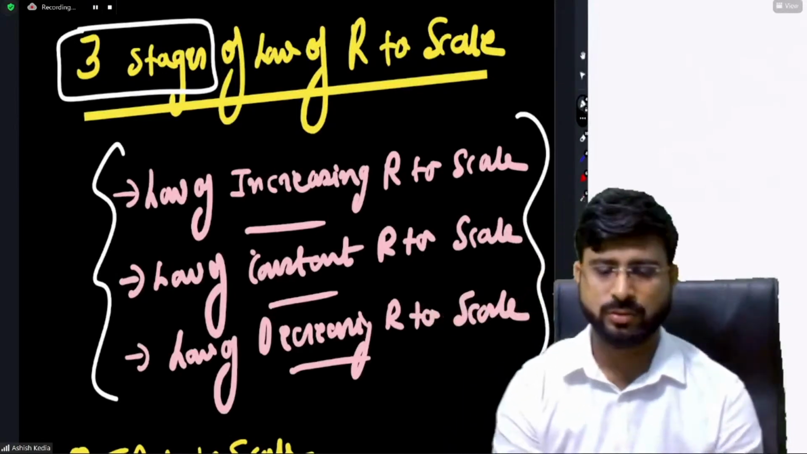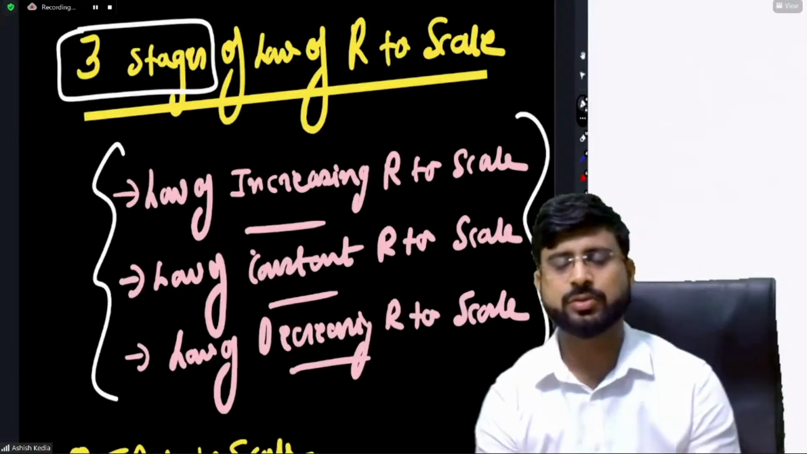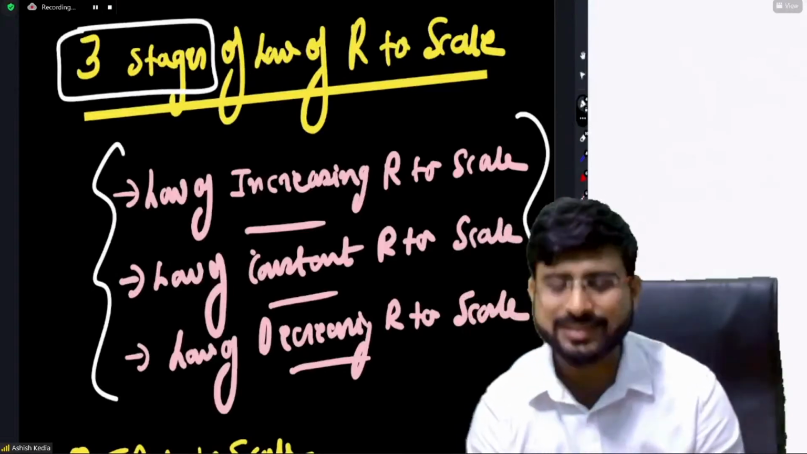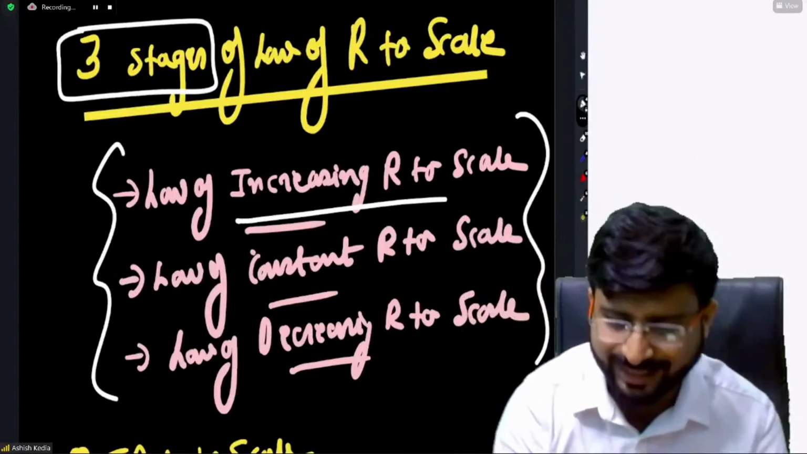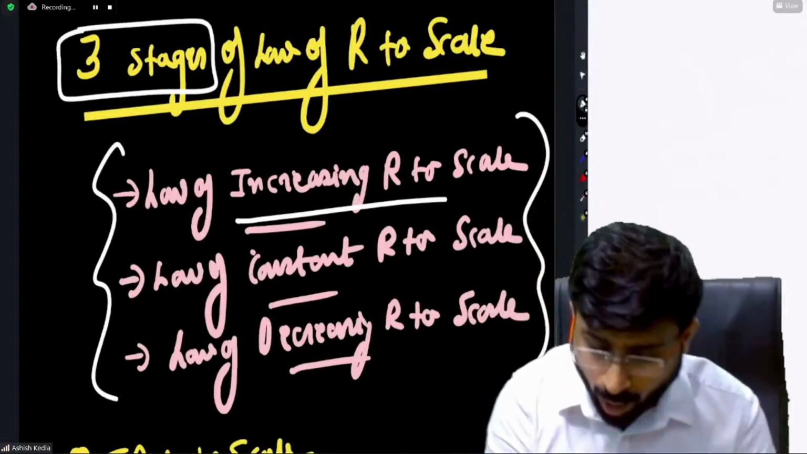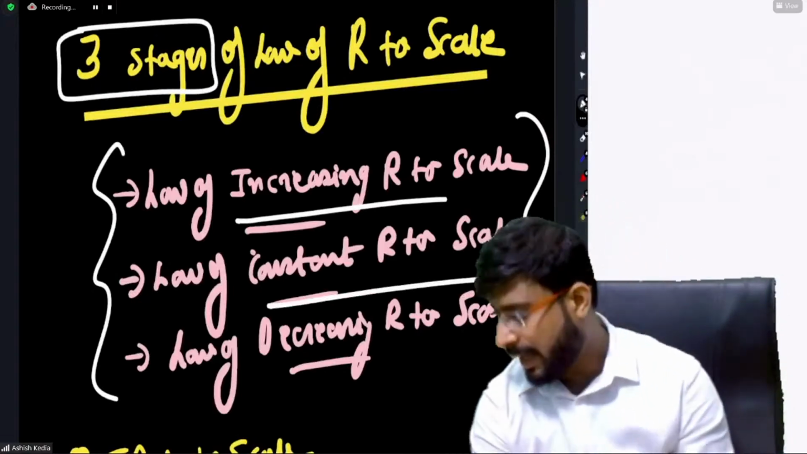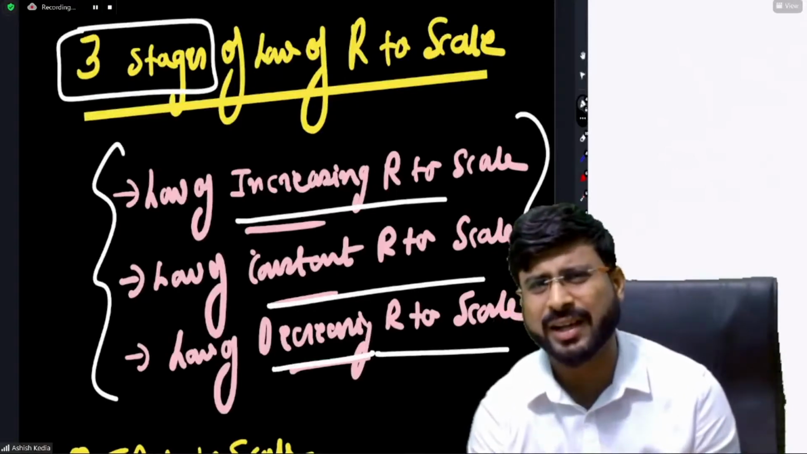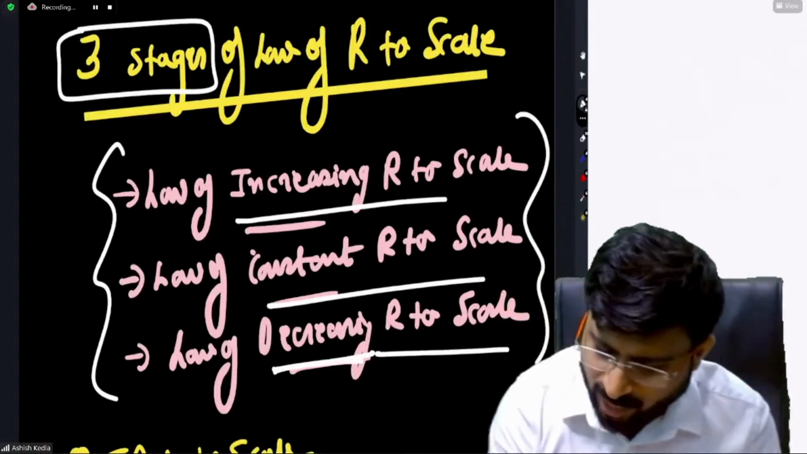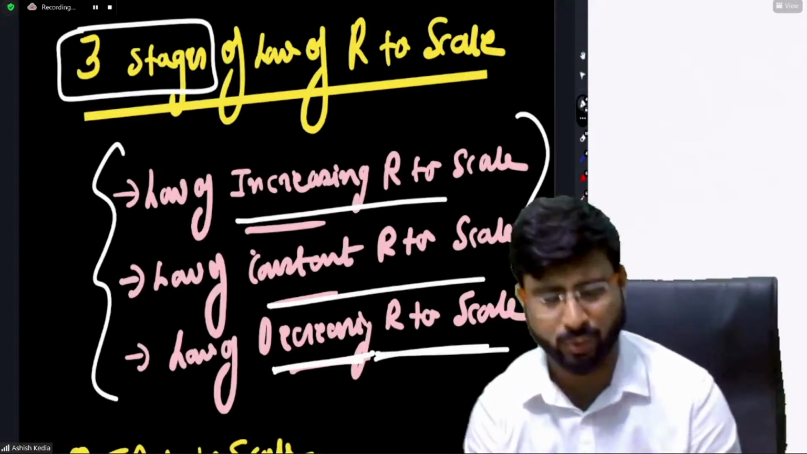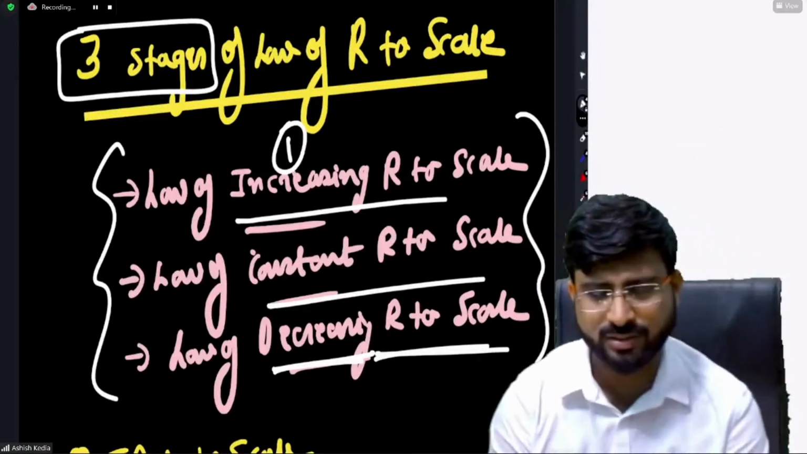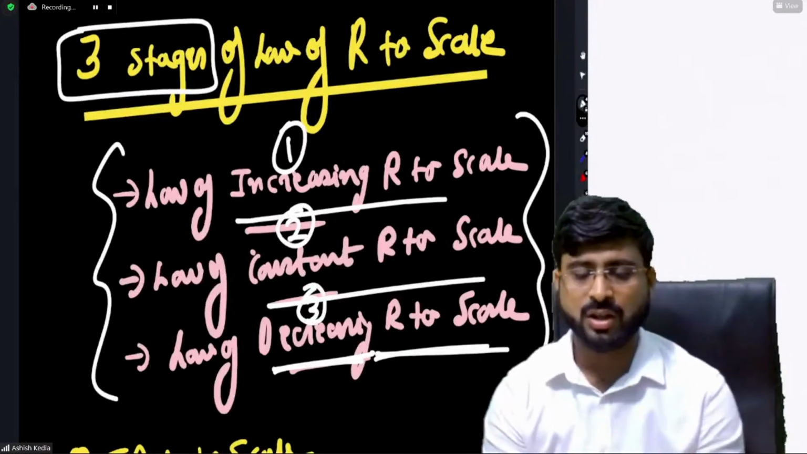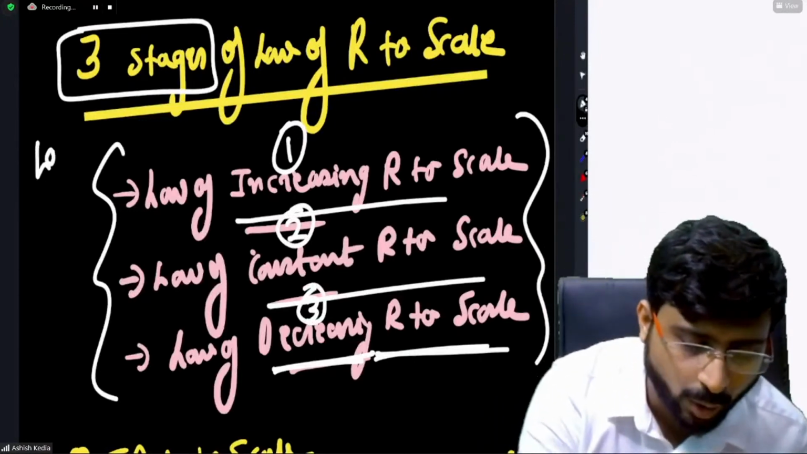Very good. So yes, in law of returns to scale, you have three stages. What are the three stages? Law of increasing returns to scale, law of constant returns to scale, and then you have law of decreasing, sometimes called negative. Negative we use rarely. Decreasing or diminishing returns to scale is better used. So law of increasing returns, law of constant returns, and law of decreasing returns to scale. These are the three laws that operate in the long run.